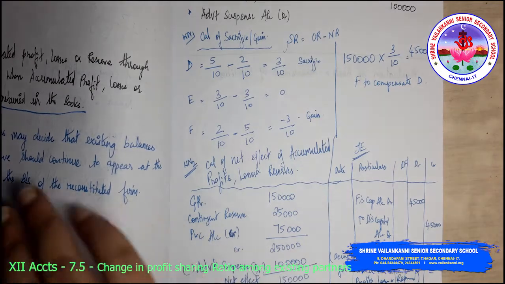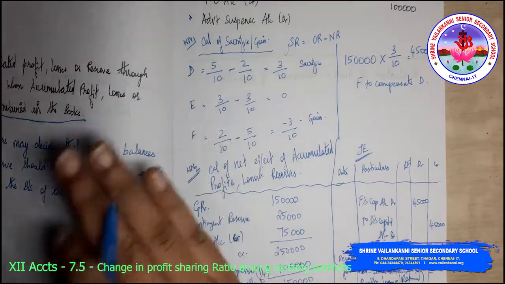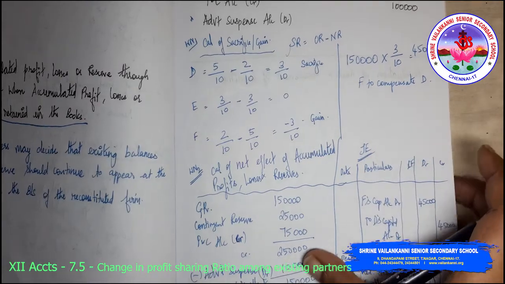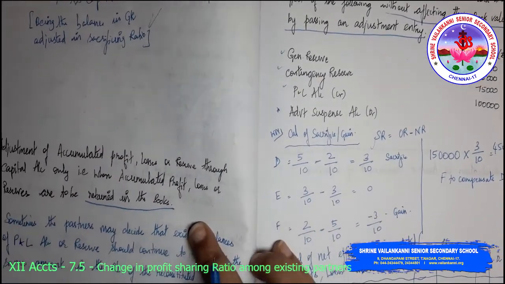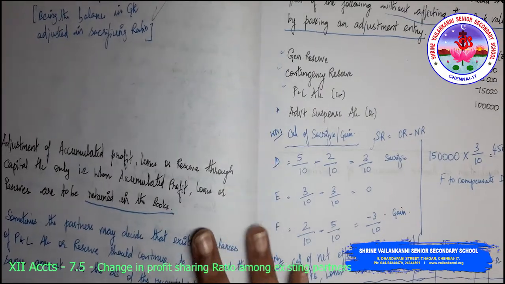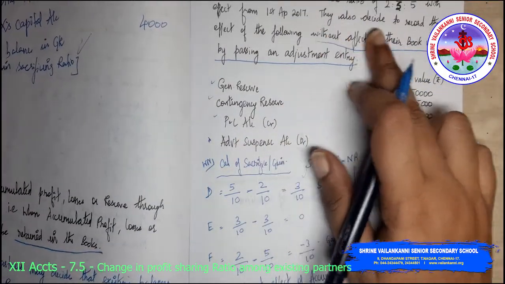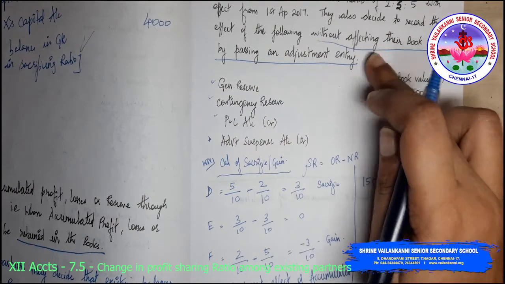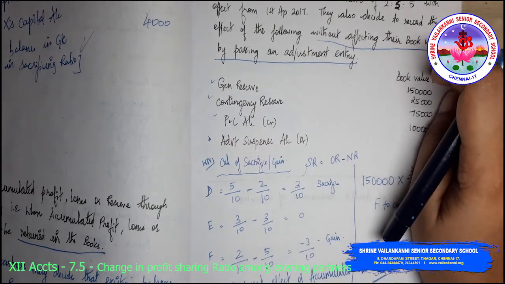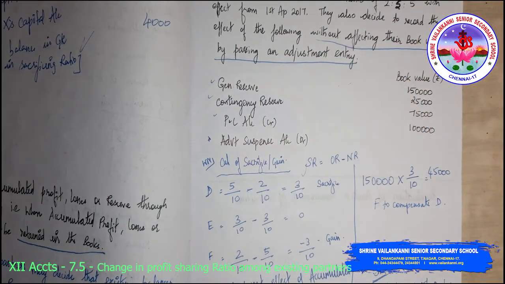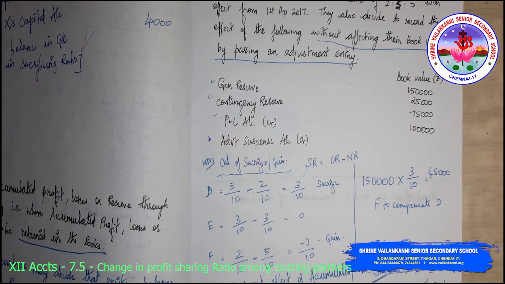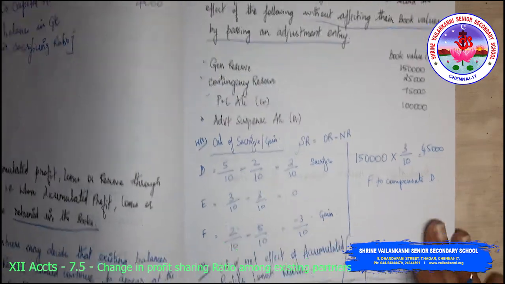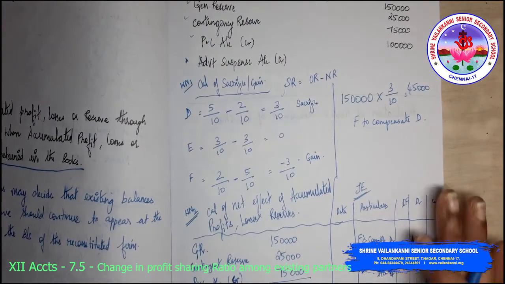Okay, so I hope that you have understood this concept. Adjustment of accumulated profit through capital account only when accumulated profits are to be retained in the books. They clearly say they also decide to record the effect of the following without affecting their books, which means it will not affect their capital account. You just have to pass this entry as an adjustment entry. So whatever adjustment entry alone you pass, that is enough.